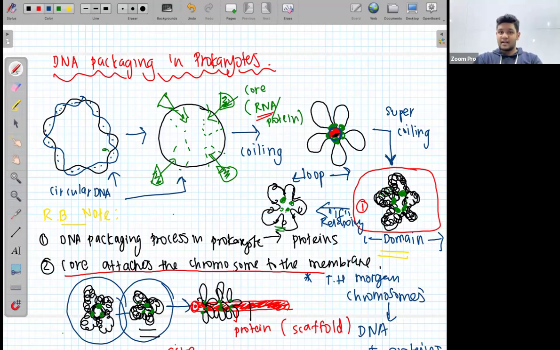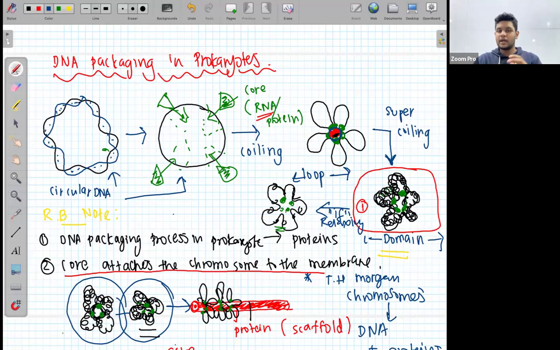Removal of RNA leads to the loss of independence of loops. RNA means cores. Removal of cores will completely change and denature the shape of the loop domains that are present. And then we come to eukaryotic DNA packaging.